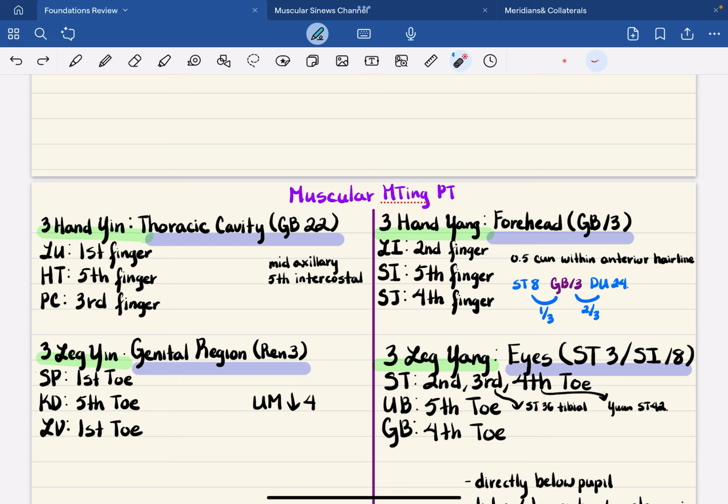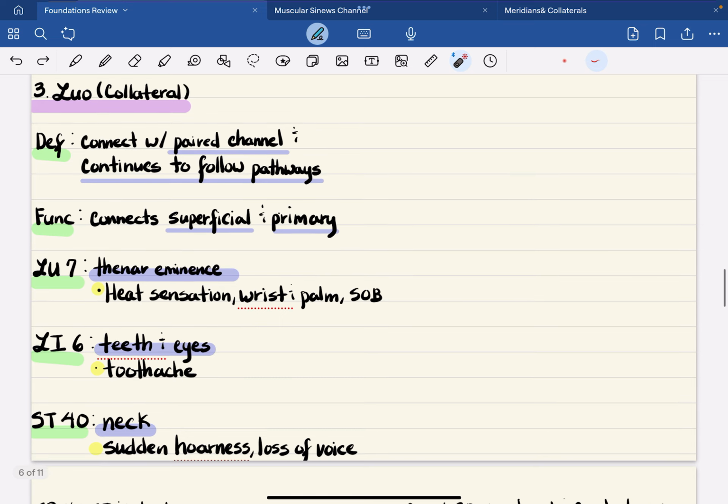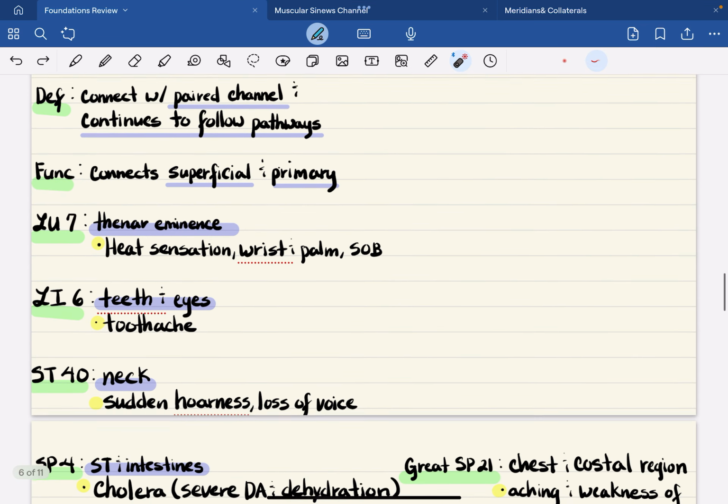And then we have 3-leg yangs. Where is it going to go? It's going to go somewhere by the eyes, right? And that's going to be stomach 3, and it's going to be SI18. Stomach 3 is directly below the pupil, and it's lateral to the Li nazi, right? Border of the Li nazi. And then SI18 is at the outer canthus, and it goes right below the zygomatic bone. So that's how you recall, okay? We're going to go more in depth, but this is the run through.